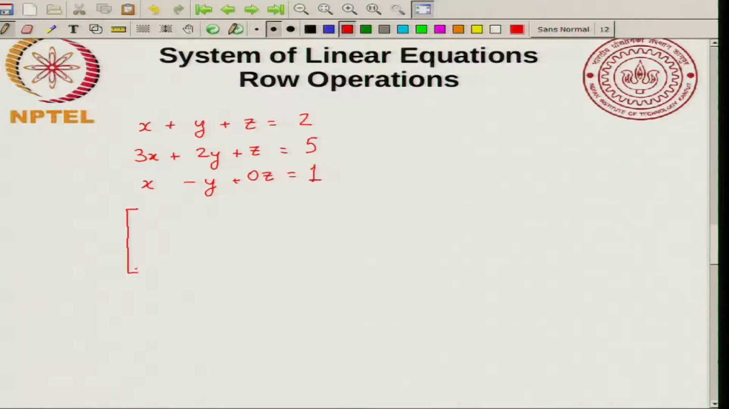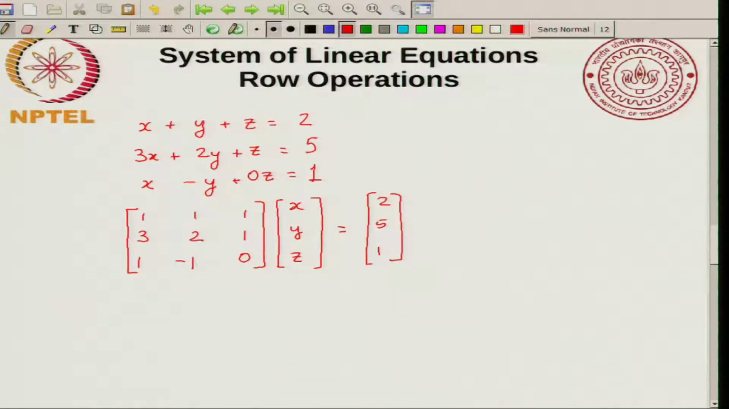I will write this in the following form: the matrix with rows 1 1 1, 3 2 1, 1 minus 1 0, multiplied by x y z, is equal to 2 5 1. I will do a row operation that converts this 3 to 0. So, I will do R2 minus 3 R1. Wherever I have R2, I do 3 minus 3 times 1, that is 0; 2 minus 3 times 1, I get minus 1; and 1 minus 3 times 1, I get minus 2. In addition, I will do R3 minus R1. I will do these two operations and it will be instantly clear why I am doing this.